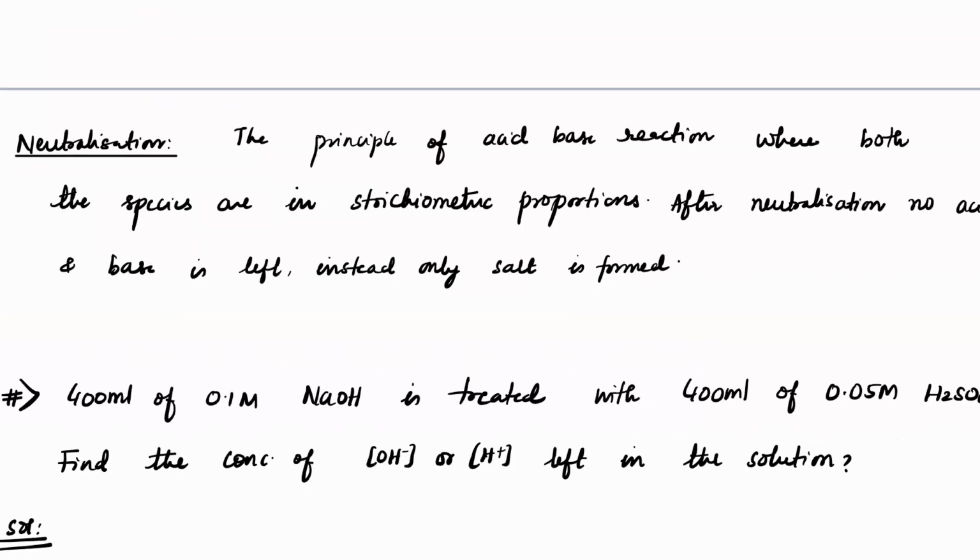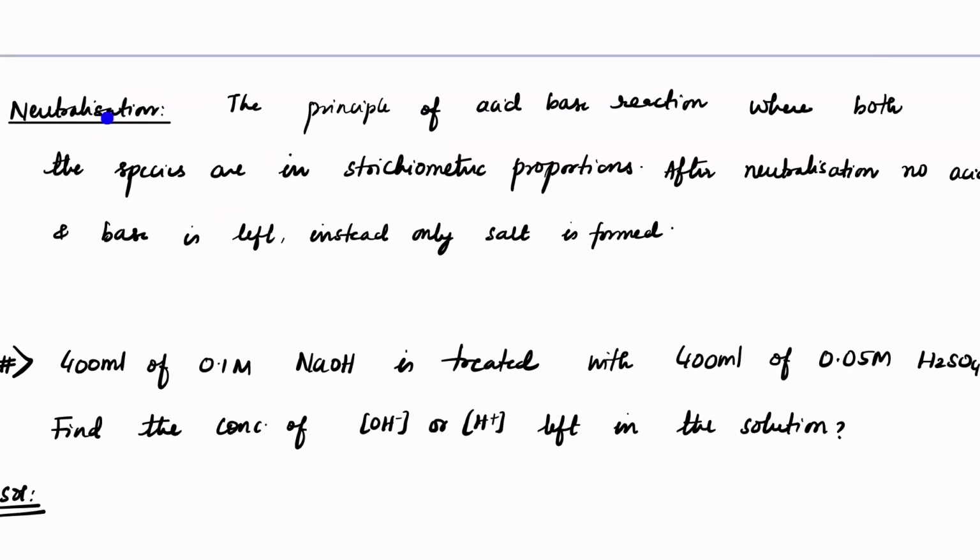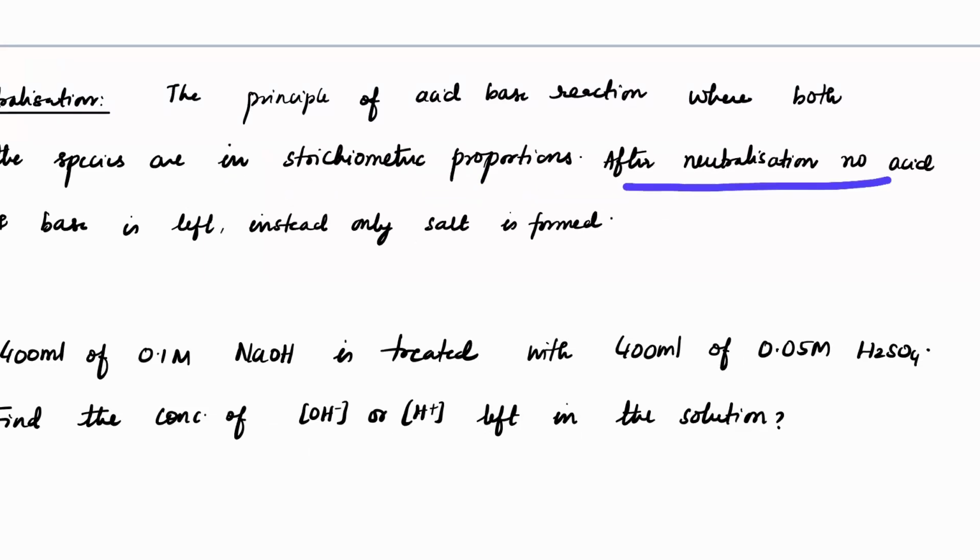First, let's understand the term neutralization. It's the principle of acid-base reaction where they always react in their stoichiometric proportions. After the neutralization, no acid or base is supposed to be left. Instead, only salt should be formed. So when the quantity that you have given matches the ratio of their stoichiometric coefficients for acids and bases, then we get only salt.